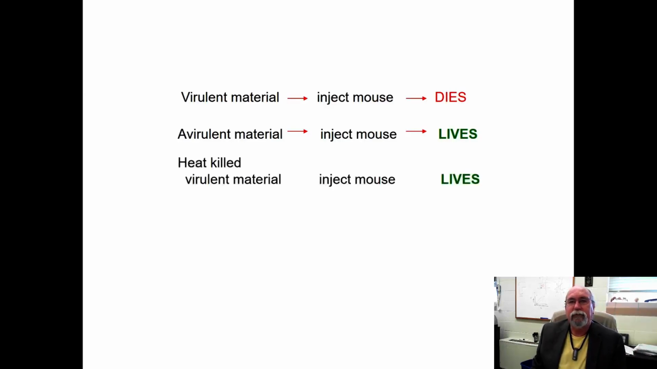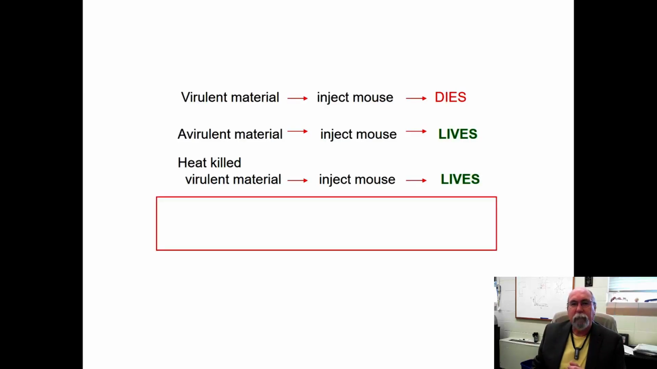Okay, then you start the real guts of the experiment. You heat kill, you sterilize the virulent material, inject it into the mouse, the sterilization technique worked, the mouse lives. You've eliminated the ability of this virulent form to actually replicate and cause death of the organism.